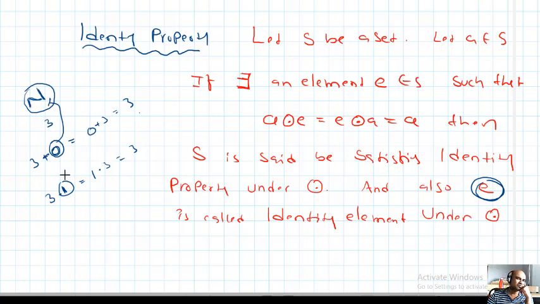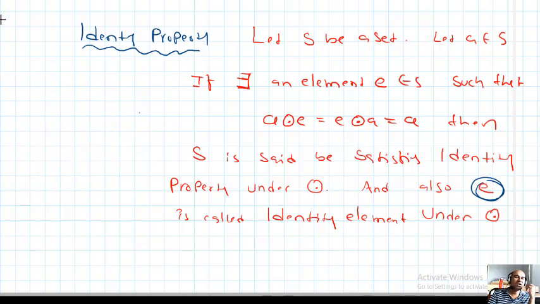So if instead of N, W is taken, 3 belongs to W. 3 plus 0 equals 0 plus 3 equals 3 only. 0 will be in W, no? So that's why I can say that W satisfies identity property with respect to addition. And 0 is called additive identity.